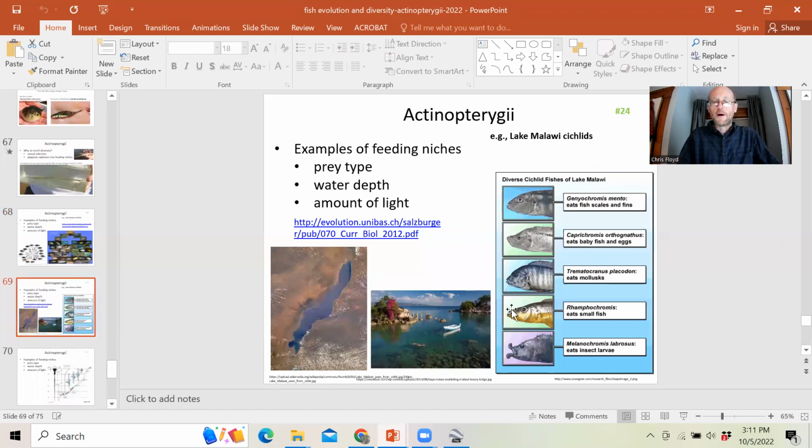These are just some examples of the diversification here. So here's a species that eats fish scales and fins, so it's parasitic. Crazy. Here's a fish that goes after fish eggs. Here's one that eats mollusks. Here's another one that eats small fish, like many of the predators around here, like pike. Another one focuses on insect larvae, so the benthic feeder out there, and where they are in the water column. This is just an example of the type of diversification.